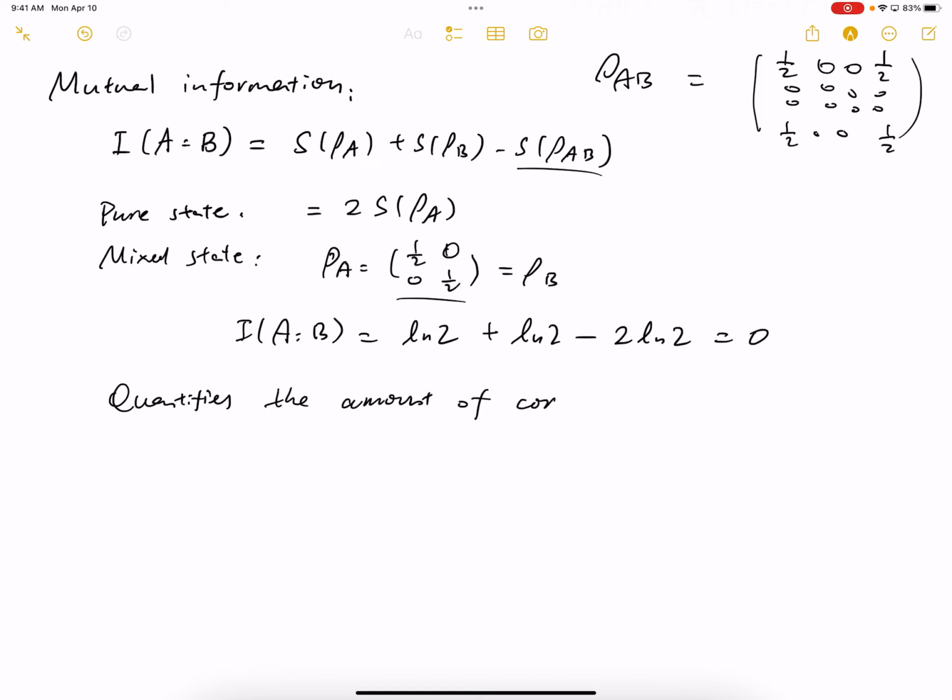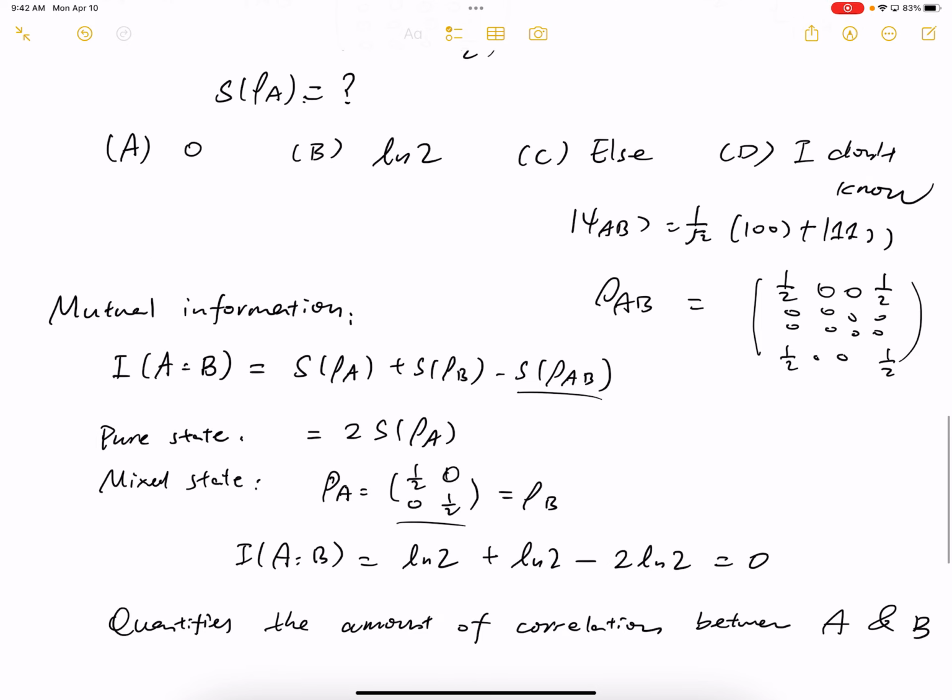Can we mean quantum correlation specifically? I'm going to talk about that later. Yeah, it quantifies the amount of correlations between A and B. And for the completely mixed state, because it contains no information, there should be no correlation between the first qubit and the second qubit.